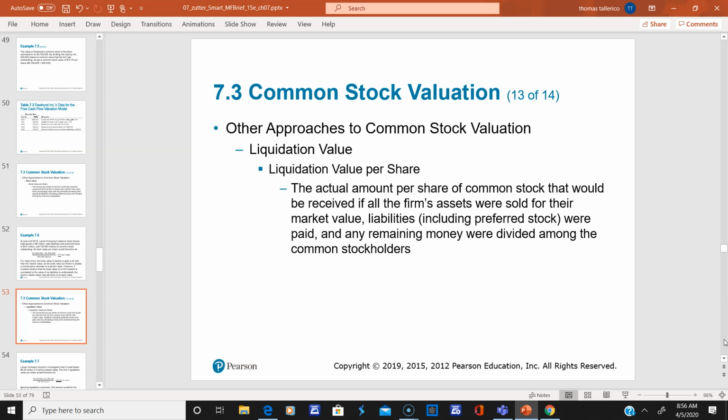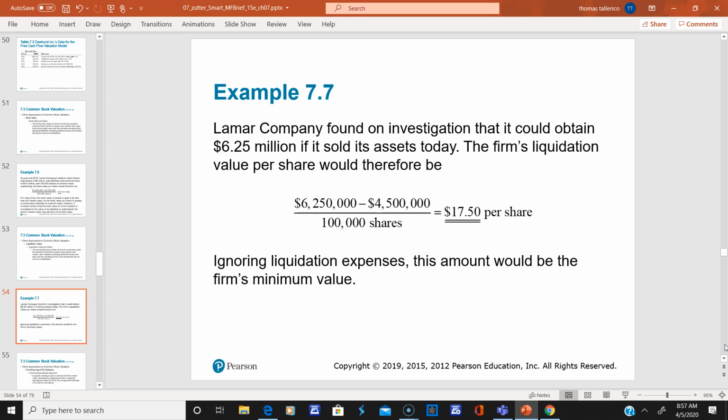Another approach, which we don't have to worry too much about, is the liquidation value per share, where you look at how much it's going to cost to liquidate the stock. And here is the value per share based on liquidation: $6.25 million for liquidation minus the liabilities, and this would be the minimum value of the stock.